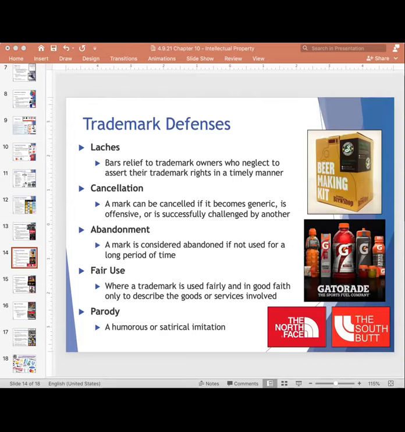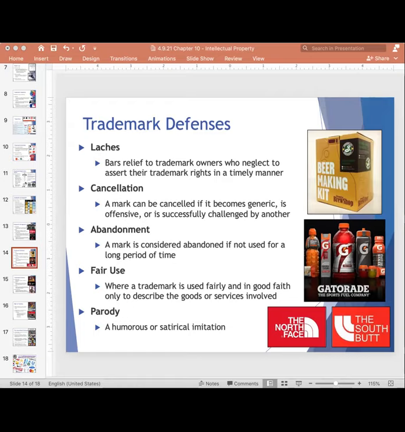So potentially there were two marks that received protection. However, one was able to prove that the other mark is infringing upon their mark. March Madness is an interesting case we'll talk about, in that it originally was not used by the NCAA, and so that was challenged. So a mark can be canceled for a number of reasons.